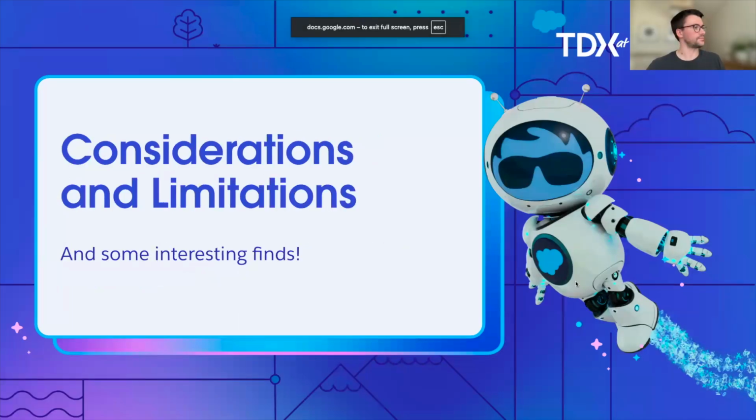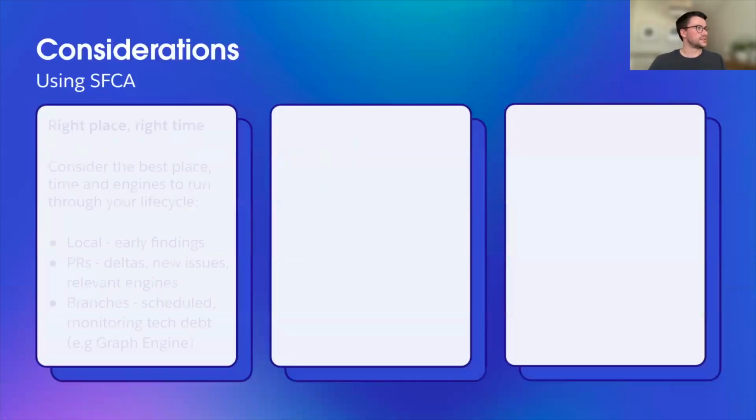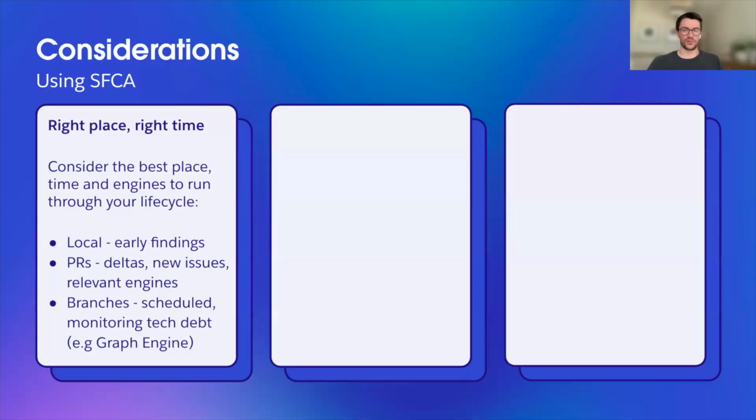If I just shoot back to the deck. So I wanted to finish up towards the end with considerations and limitations of both Code Analyzer and the extension that I've created. So first of all, using Code Analyzer, I've talked quite a lot around using it at the right time and the right place. So the right engines, where you run it in the life cycle. We want to be running it locally in VS Code while you're doing development so that we don't end up having a report in our IDE that says we've pushed some problems. We want to quash those as early as possible.